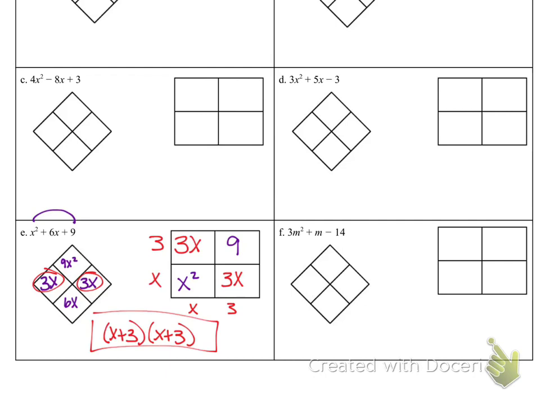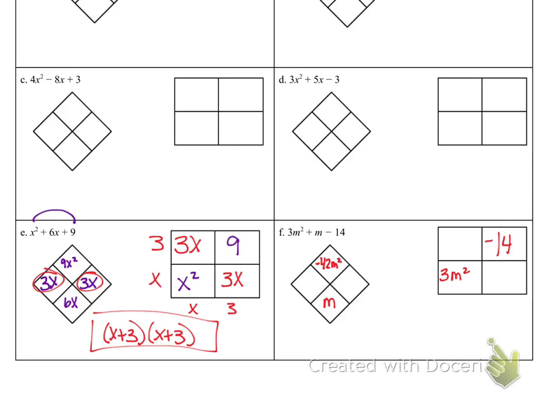Okay, and then one more. We've got this. So 3m squared goes in my lower left-hand corner. 3m squared. And my last term is negative 14. I multiply those two together. 3 times 10 is 30. 3 times 4 is 12. If I add 30 and 12, I get 42. So I've got my negative 42m squared. And my middle term is just an m.